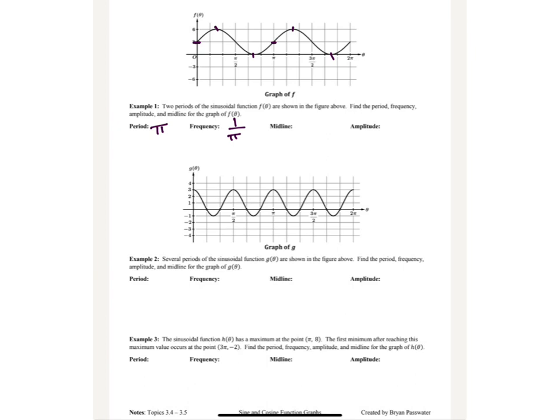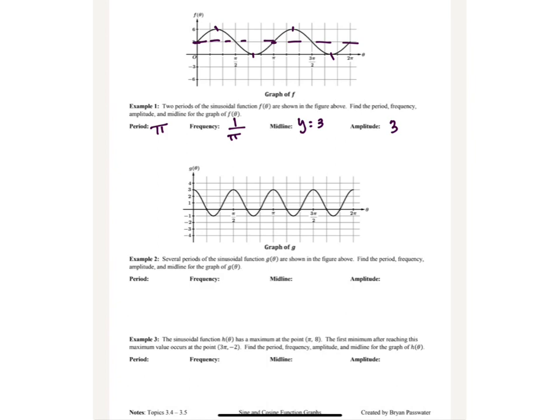Okay, where's our midline here? At y equals 3. That's an actual equation of a line. Midline, y equals 3. And amplitude is distance from midline to peak. So 3 to 6 is going to be 3. Amplitude here is 3. Cool beans?